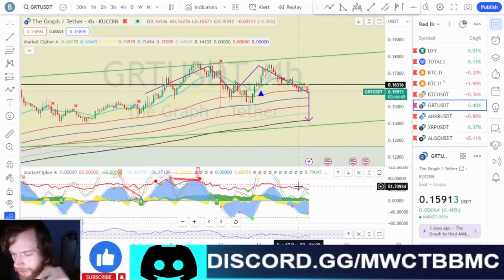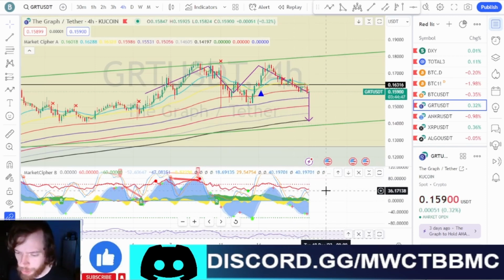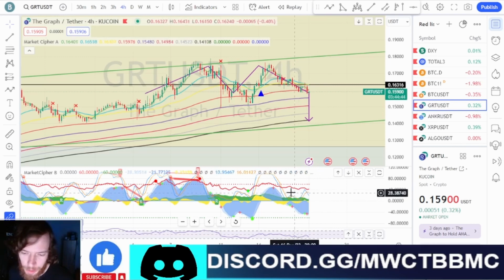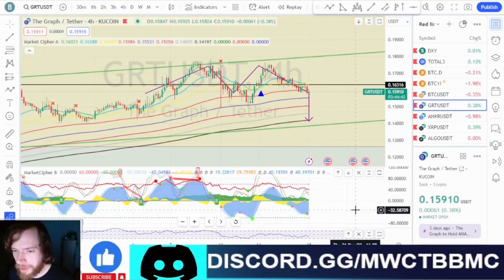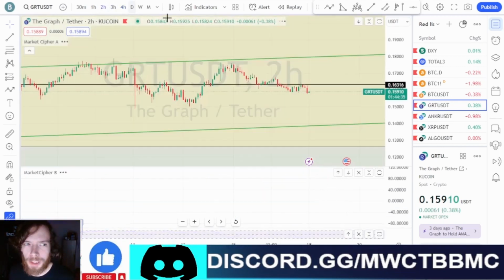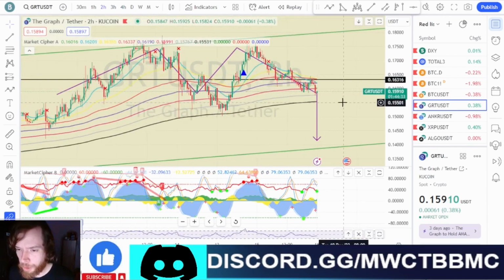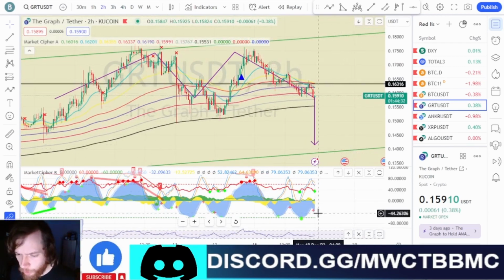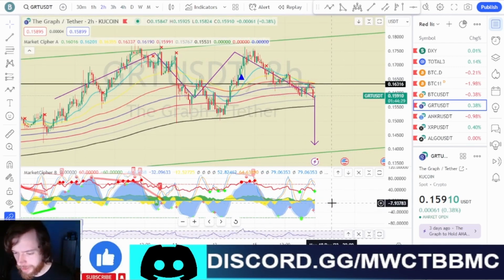RSI wants to come out, stochastic wants to push down with a bearish cross, VWAP's in the bearish territory, and money flow is starting to pick up some bearish momentum, so I would watch out. Momentum does want to push under, so overall the 4 hour does look like it could start to flip into that bearish territory.